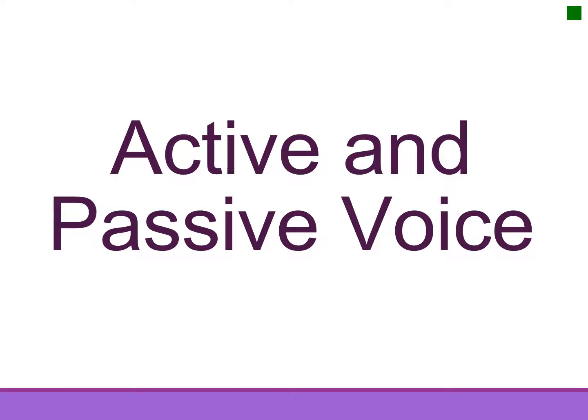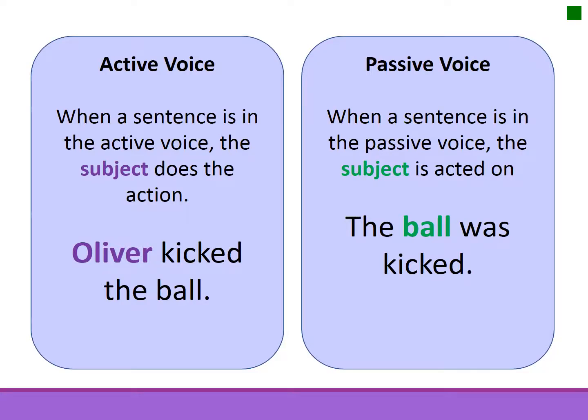Next, we'll move on to active and passive voice. When a sentence is in the active voice, the subject does the action. Oliver, the subject of our sentence, kicked the ball. He is the subject doing the action. When a sentence is in the passive voice, the subject is acted on. The ball was kicked. In this instance, the subject is the ball and the action was done to it.